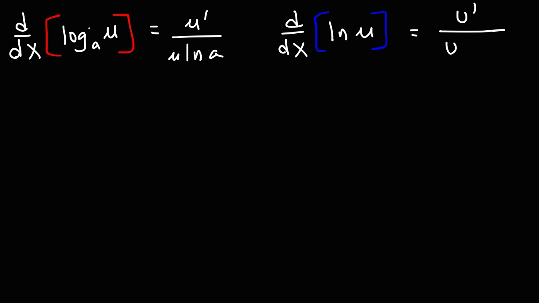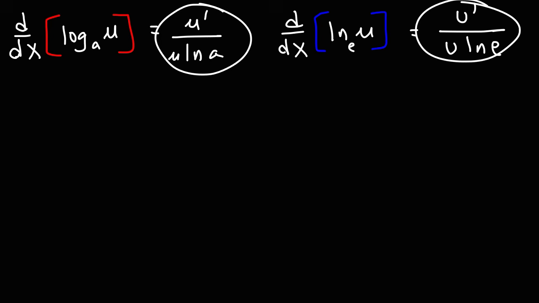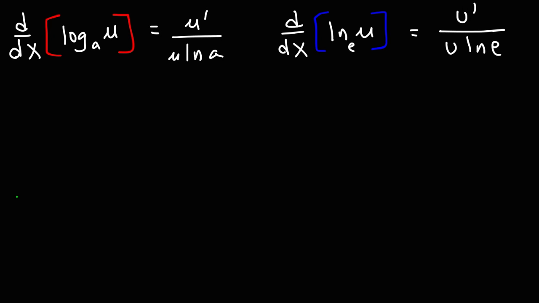Now, notice that here we have a base a, and it turns into ln a. The base of a natural log is e, and what we should have here is ln e. So these two are essentially the same thing. Instead of a, we have e. But the natural log of e, what you need to know, is equal to 1. So because of that, we really don't need this expression here. But I want you to compare and see the similarities between the two equations.